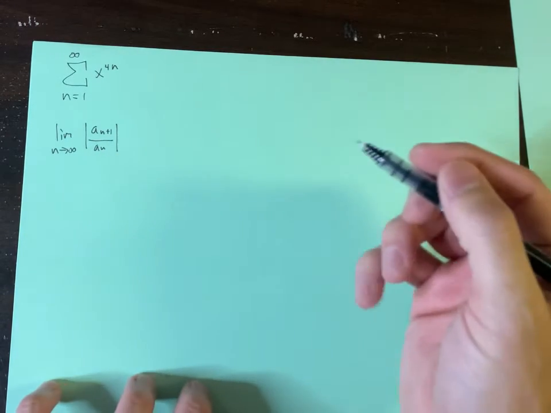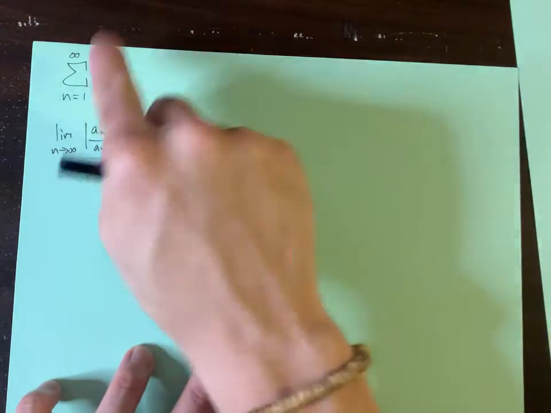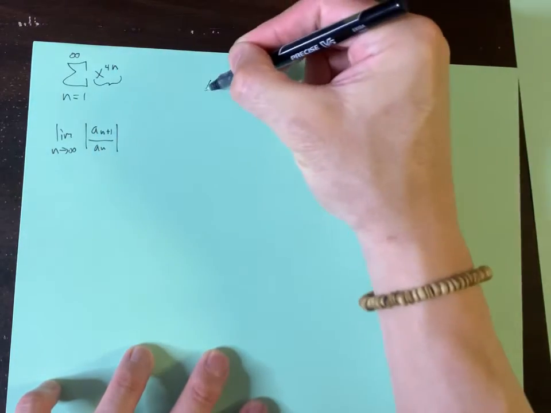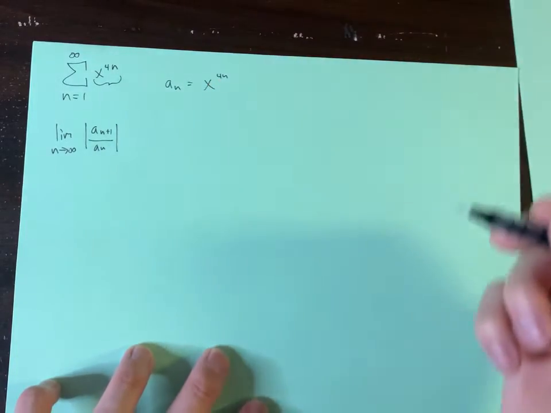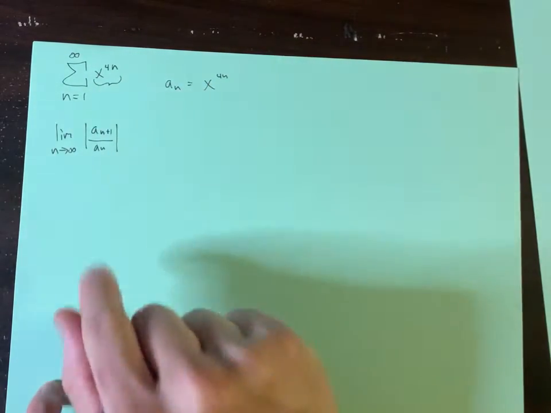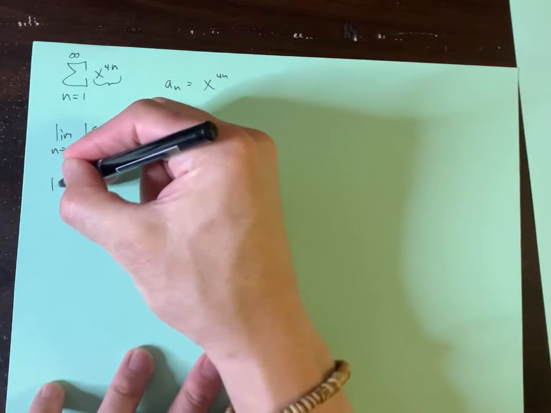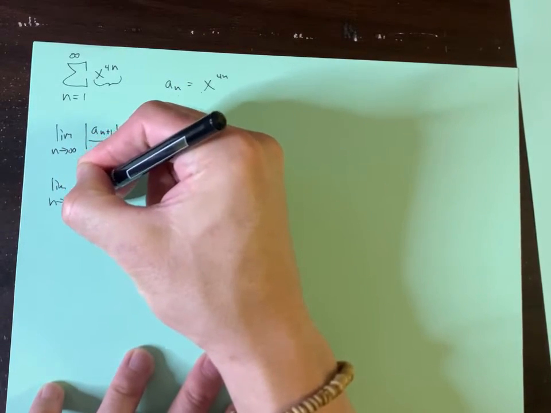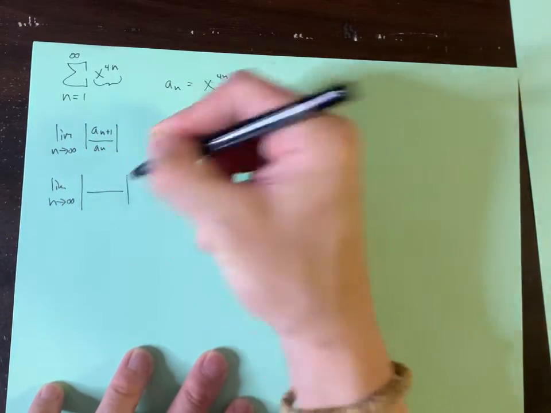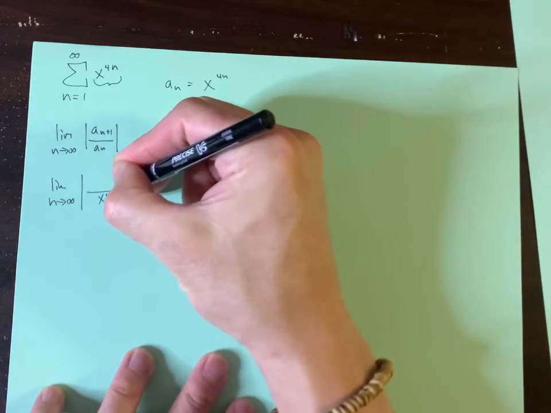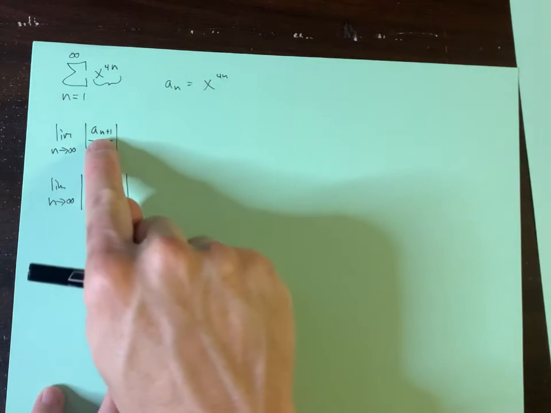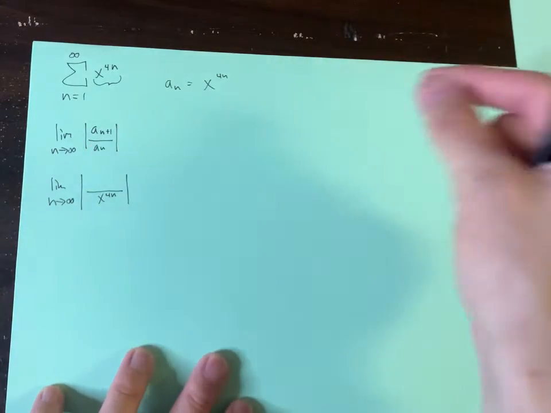So here's what we do. Let's take this piece here, that x to the 4n, let that be your a sub n. That's your sequence. Just this part here is a sequence. Let's build this. So we have limit as n goes to infinity, absolute value. Now in the denominator, it's just the original sequence, x to the power of 4n. But in the numerator, we have the next term of the sequence.